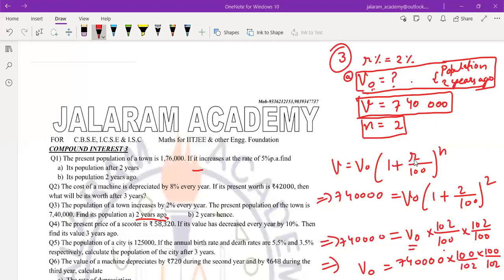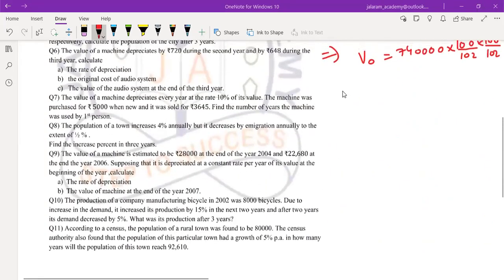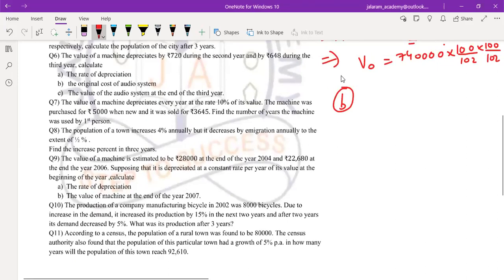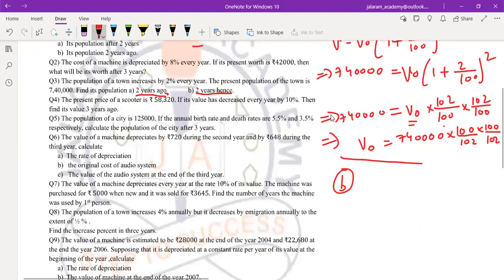I think you don't have doubt in the second part of this question number 3, in which we have to find the population 2 years hence. It is straightforward, can be obtained directly by the formula, and this is sufficient to understand the difference between V and V naught now. V naught means first population and V means final population. V naught doesn't mean present population. V naught means initial population and V means final population.